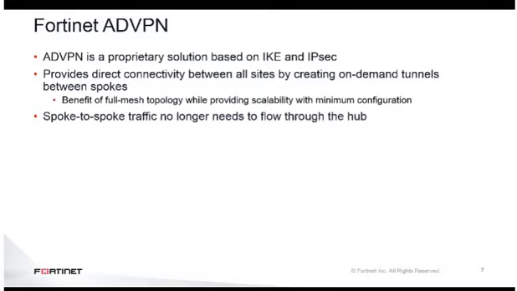AD-VPN was introduced in FortiOS 5.4. It combines the benefits of hub and spoke and full mesh topologies because all the spoke-to-spoke tunnels are dynamically created on demand. After a shortcut tunnel is established between 2 spokes and routing has converged, spoke-to-spoke traffic no longer needs to flow through the hub. AD-VPN provides direct connectivity.